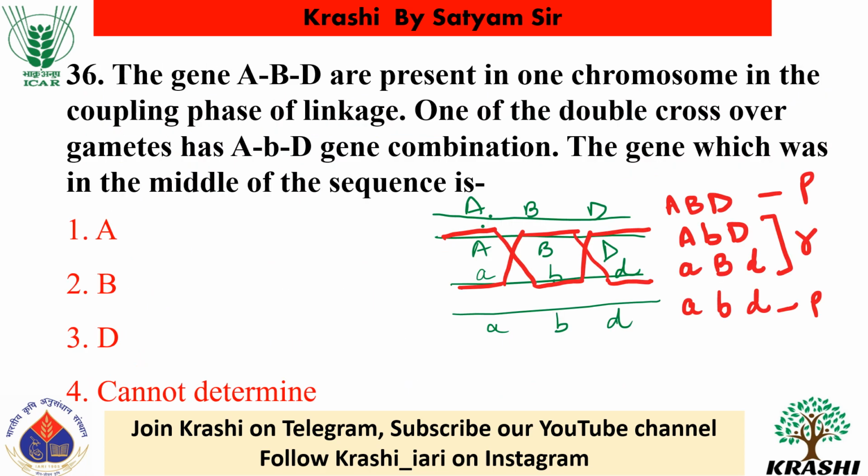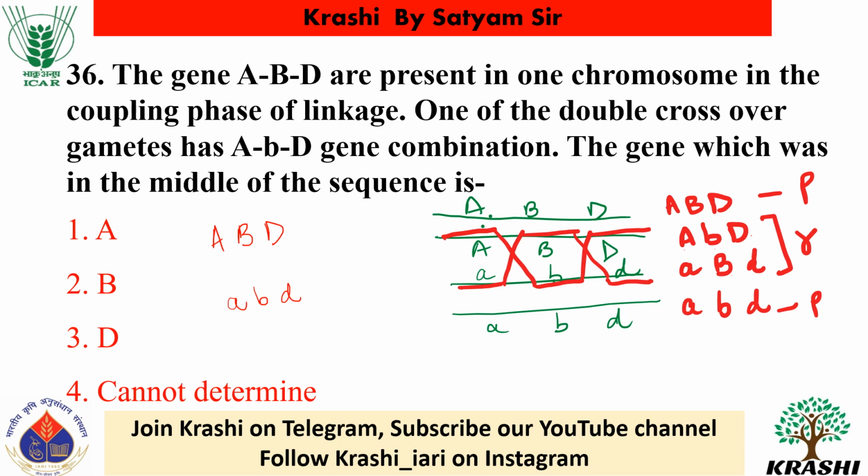Question number 36. The genes capital A, capital B and capital D are present in one chromosome in coupling phase of linkage. One of the double crossover gametes has capital A, small b and capital D gene combination. The gene which was present in the middle of the sequence is, we can see in coupling phase, if we do the double crossover, we have capital A, small b, capital D and small a, capital B, small d. These are the recombinants. And in coupling phase, we have the parent, capital A, capital B and capital D and small a, small b and small d.